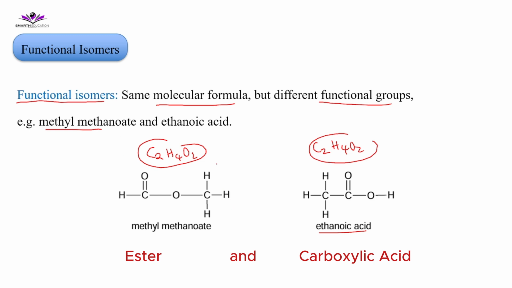We've discussed the three structural isomers. We have the chain isomers, the positional isomers, and functional isomers. Remember these three.